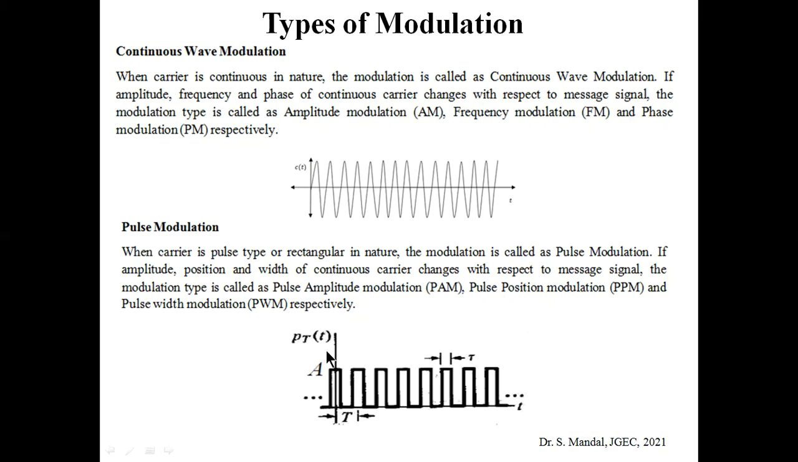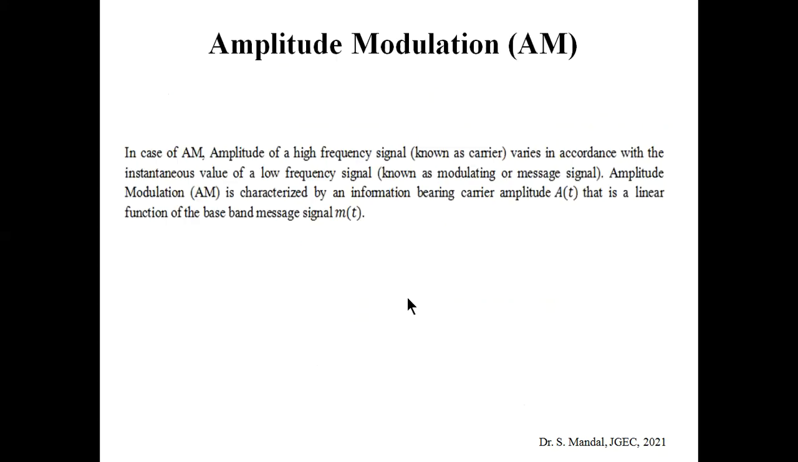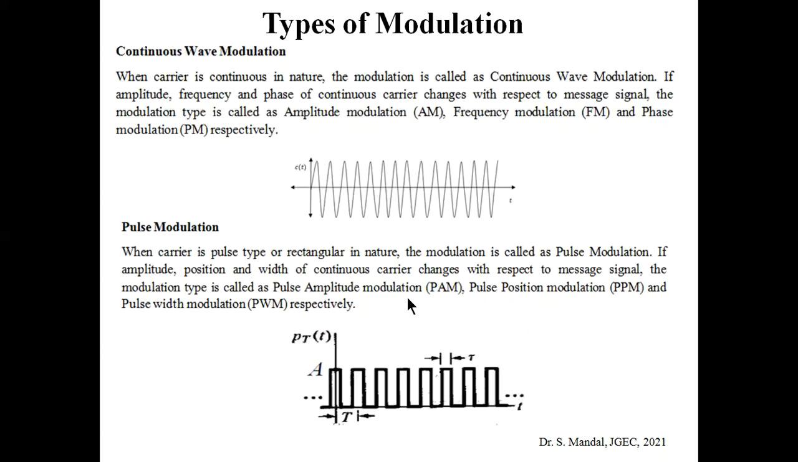In case of pulse modulation, there are three types of modulation possible: pulse amplitude modulation, pulse position modulation, and pulse width modulation. All these things will be discussed in the upcoming classes. PAM, PPM, and PWM. Just remember the terms right now. Coming to the next slide.